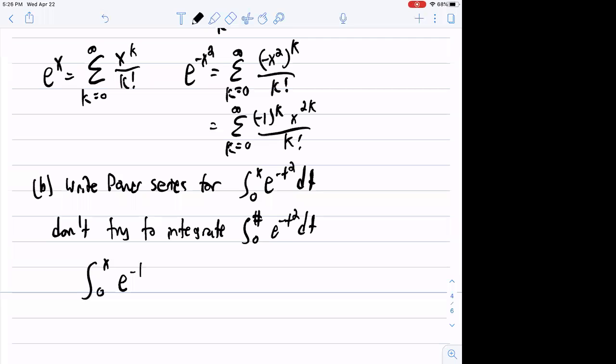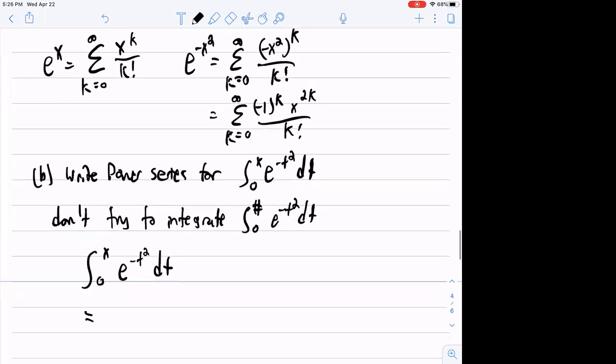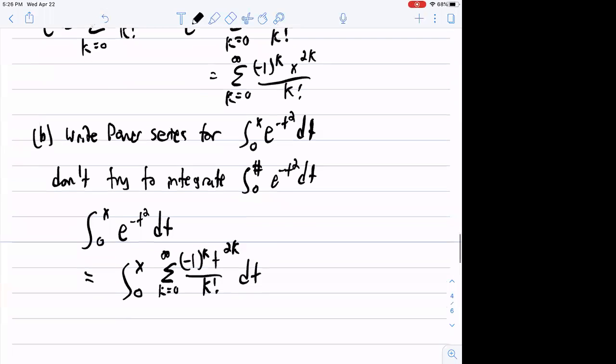E to the negative t squared dt. Well, what is the power series for e to the negative t squared? I wrote it above, right? It's the integral from 0 to x of the sum of negative 1 to the k, t to the 2k over k factorial, dt. Or sorry, it's a t, not an x, because it's e to the negative t squared.